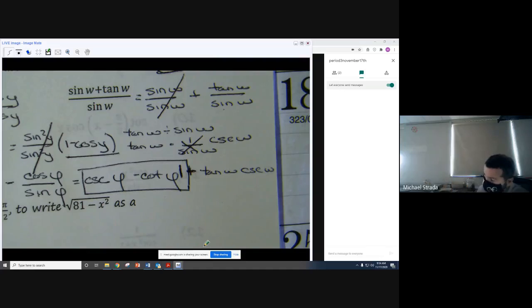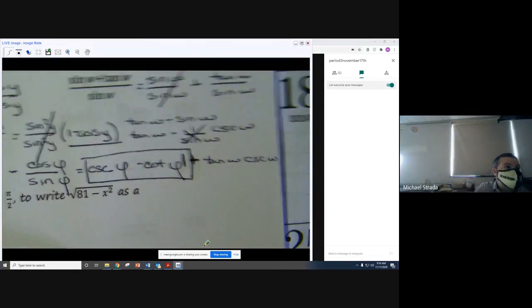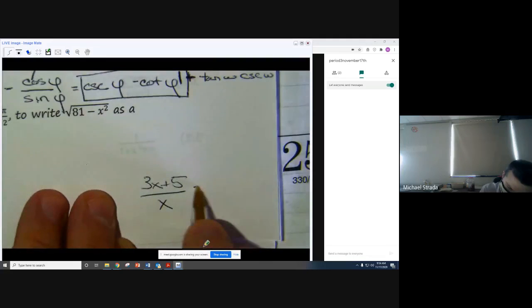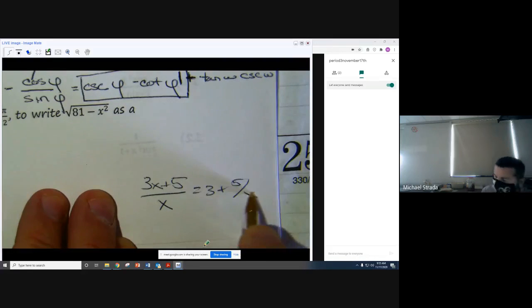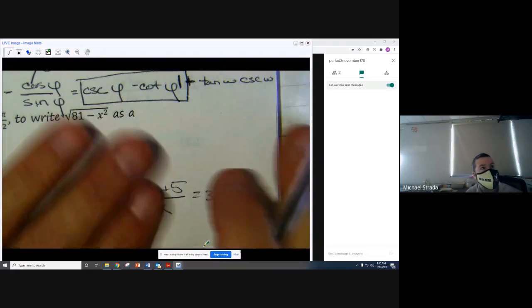Give me 1 second. What's up? Why can't we just, right from the beginning, cancel out the sine w's and then just cancel tan w? Because the sine w only cancels that. It doesn't cancel that. It's like 3x plus 5 over x is 3 plus 5 over x. Just because they cancel one part of the polynomial doesn't mean it cancels all. Sure. Okay? Yeah. Now, we've met our requirement, which is 1 plus tangent w.